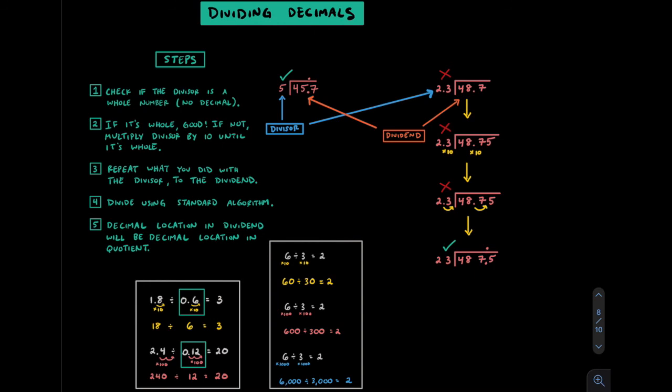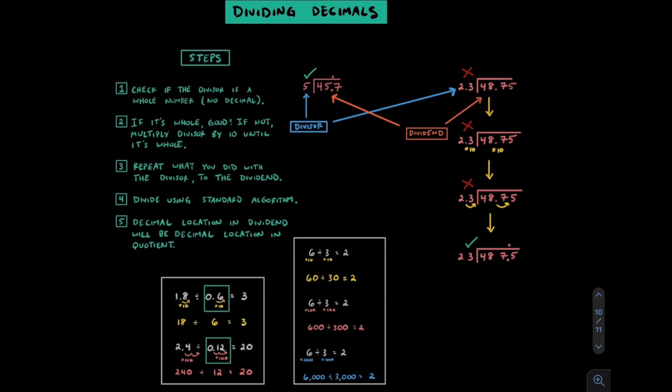Just like multiplying decimals, dividing decimals depends on the standard algorithm as well. First, we're going to check to see if the divisor is a whole number, meaning there's no decimal. Dividing decimals depends on your ability to use the standard algorithm. If you can follow these 5 steps in dividing decimals, you're going to do great with it.